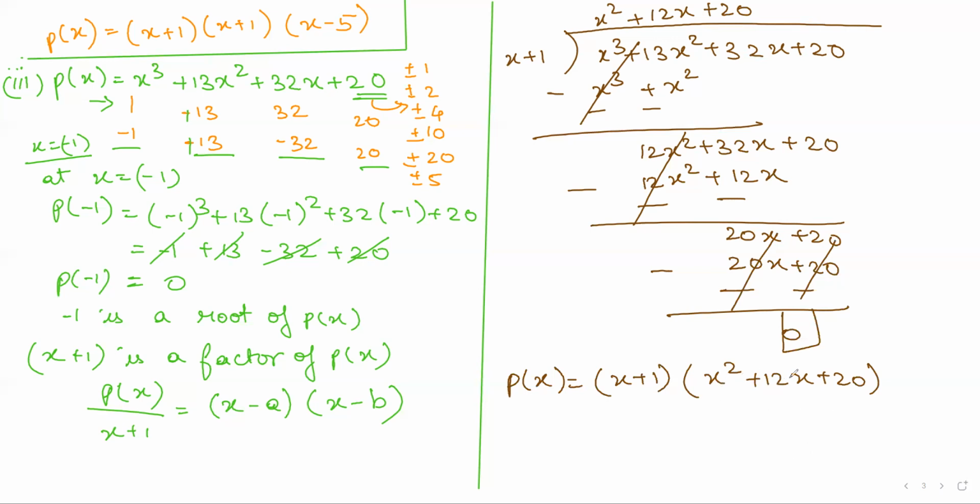So x squared plus 12x plus 20. The shortcut says that both are positive, so both roots are positive, both signs are positive. 20 should be split in such a manner that the addition is 12. 4 into 5 is 20, but the addition is 9. 2 into 10 is 20, addition is 12. So these are your factors. Both signs are positive, so you can directly write the answer as x plus 2, x plus 10.